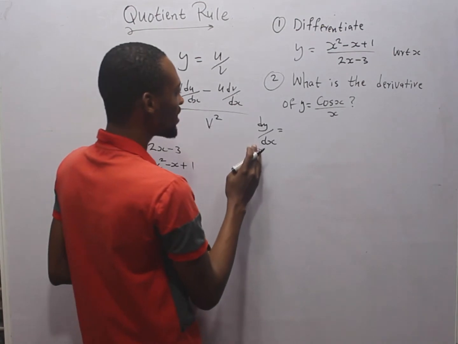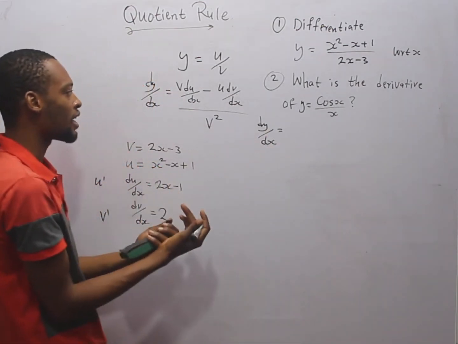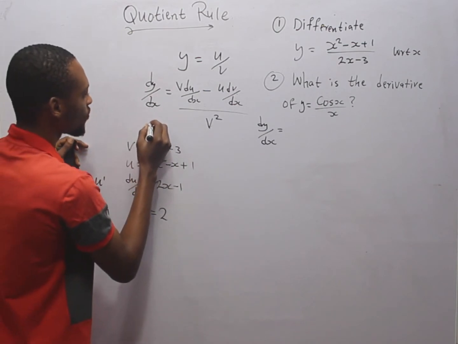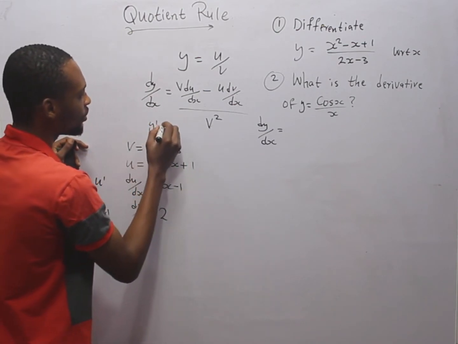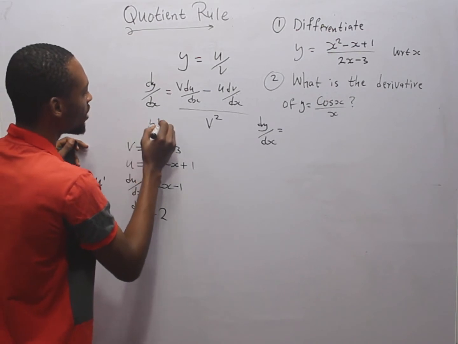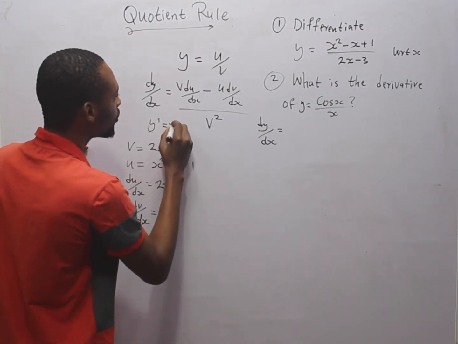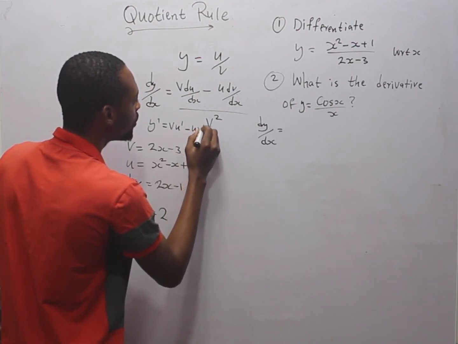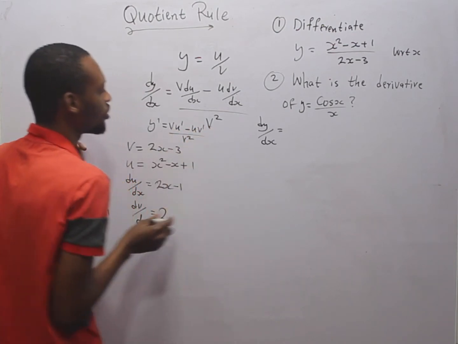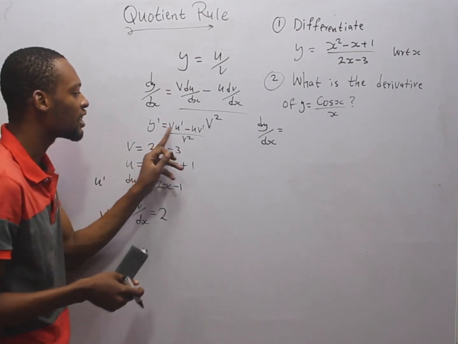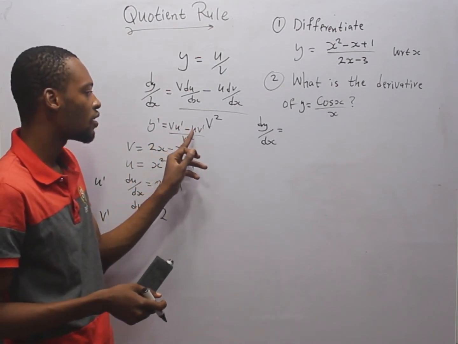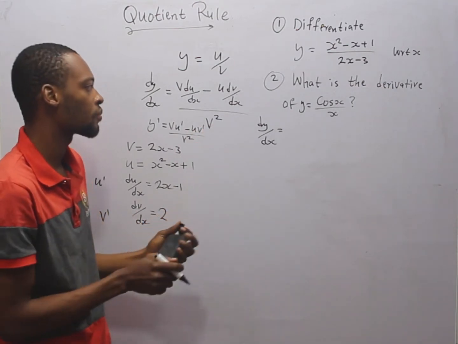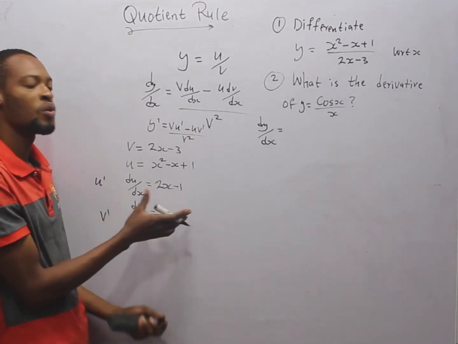So differentiation can also be written with a prime, meaning the quotient rule can be written as: let y prime equal (v u prime minus u v prime) all over v squared. Meaning, keep v constant, differentiate u, which is u prime, minus keep u constant, differentiate v, which is v prime, all over v squared. Now we've gotten everything we need.